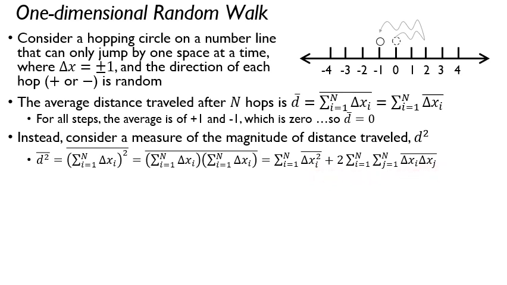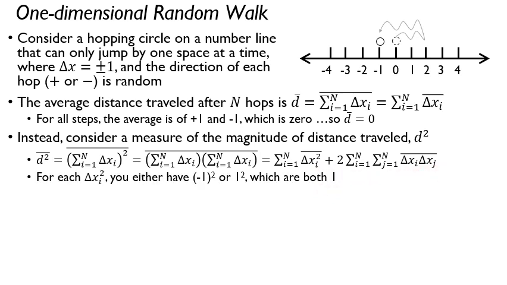Okay, so we've done that expansion, and now let's consider the fact that for each of these steps, you're either going to have a step going in the positive direction or the negative, so either +1 or -1, and in either case, that number squared is just equal to 1. So we know that these first ones here, that delta x squared, is always going to be 1.